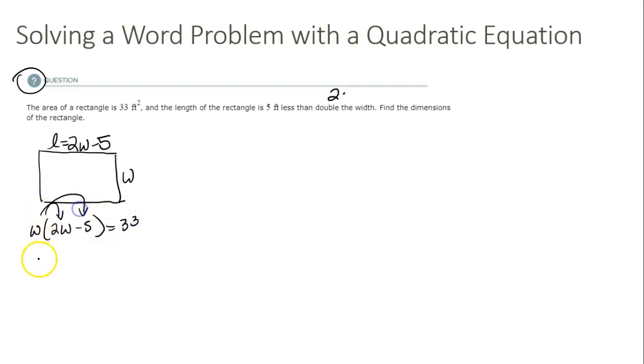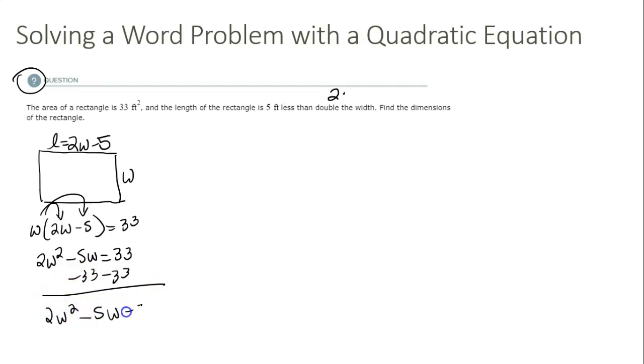We're going to distribute, so we get 2w squared minus 5w equals 33. And then that's not in standard form, so we're going to subtract 33 from each side. So that's 2w squared minus 5w minus 33 equals 0. If you got stuck and didn't get that far, go ahead and pause the video now. See if you can figure out what your magic numbers are to start factoring.